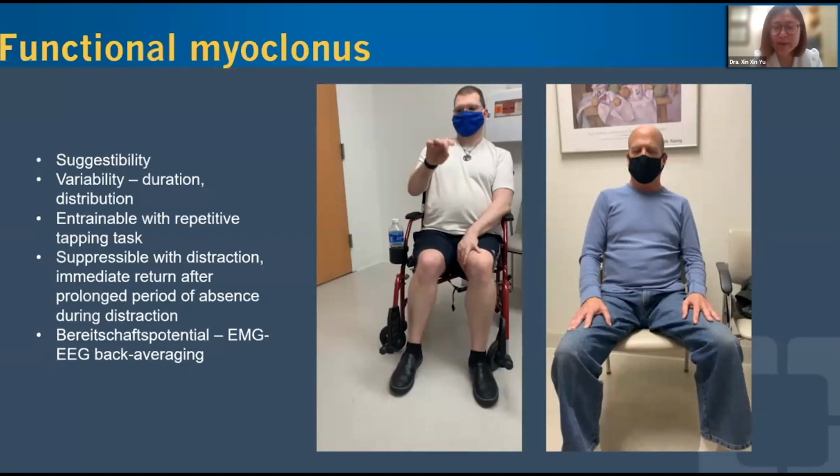So similar to functional tremor, functional myoclonus can also be confirmed with electrophysiology. For example, surface EMG can document the variable duration of the bursts of muscle contraction, and they tend to be longer than in organic myoclonus, usually longer than 250 milliseconds. And you can also document a Bereitschaftspotential, which is a negative pre-movement potential, using EMG-EEG back averaging.